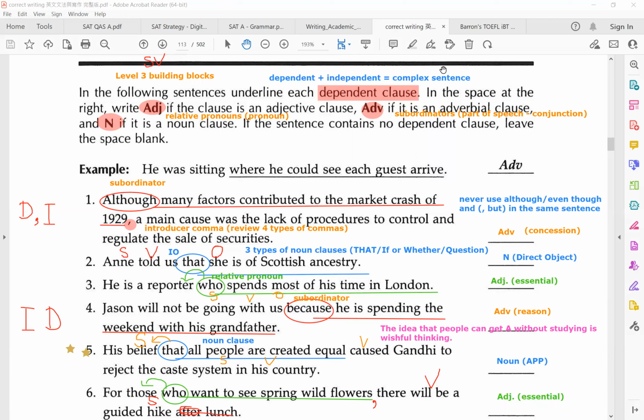Okay, and that is a quick review of our 3 types of dependent clauses.